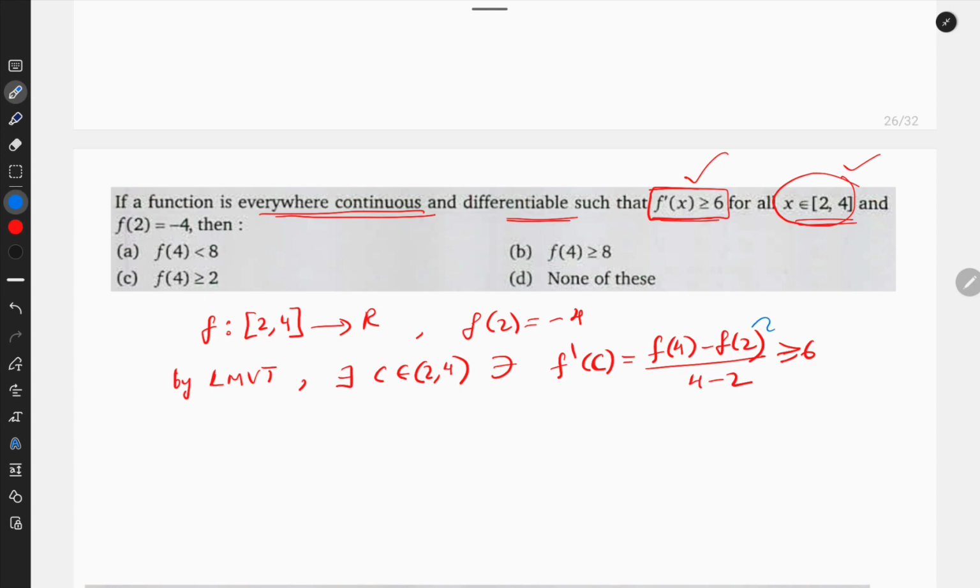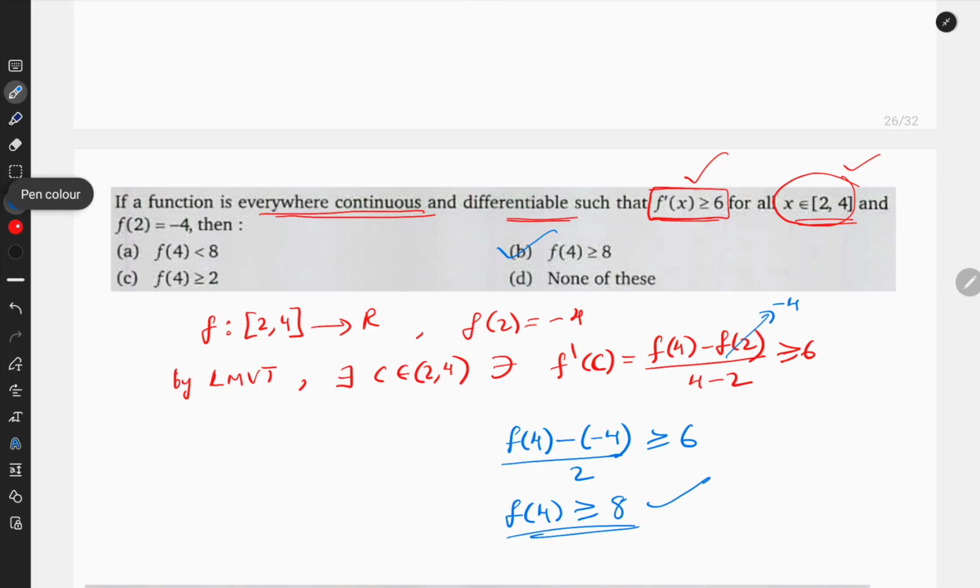Now, the value of f of 2, we know that it is given as minus 4. So (f of 4 minus of minus 4) plus 4, whole divided by 2, is greater than or equal to 6. That means f of 4 is greater than or equal to 12 minus 4, which is 8. So it is greater than or equal to 8. So option B is correct.